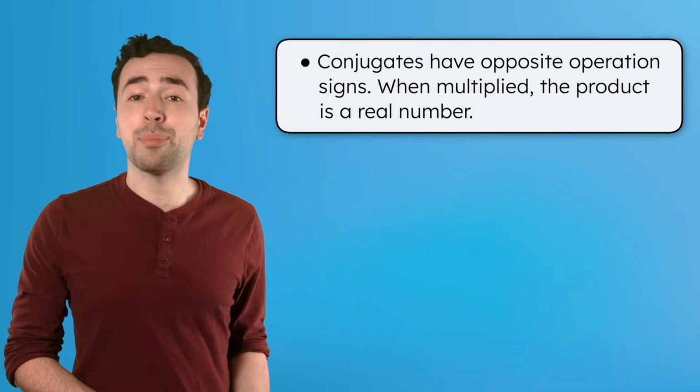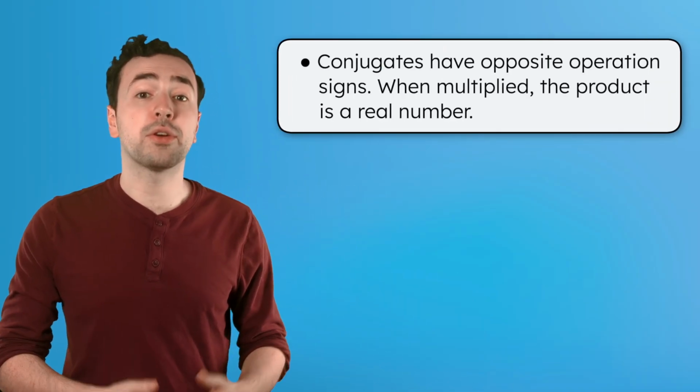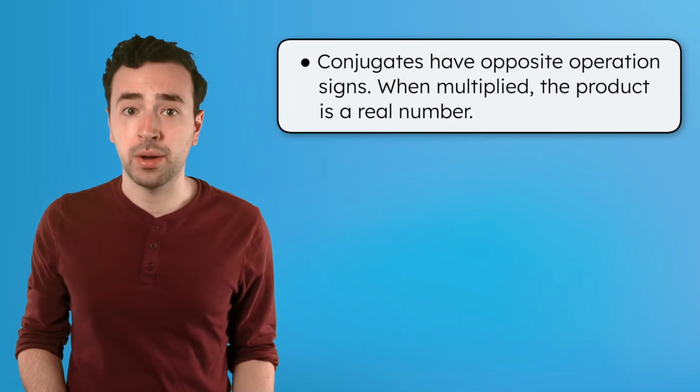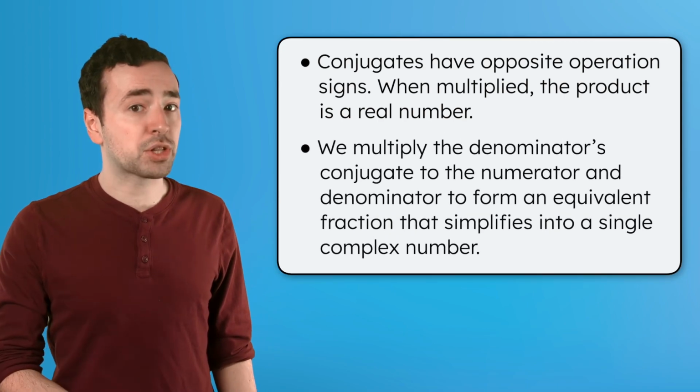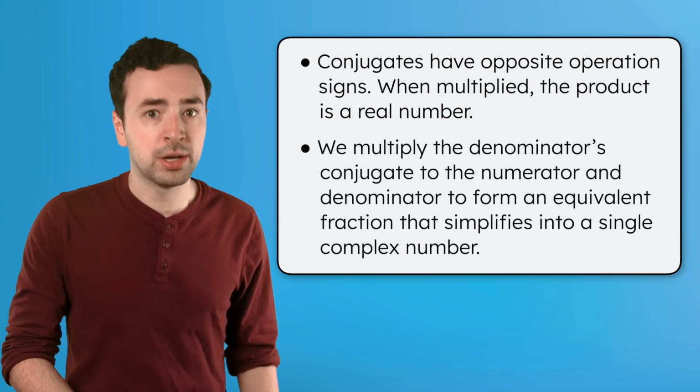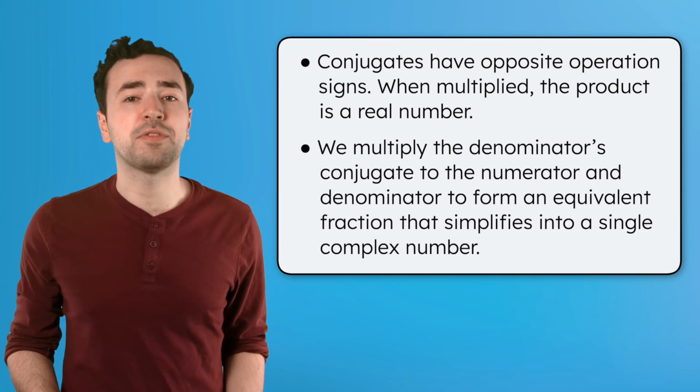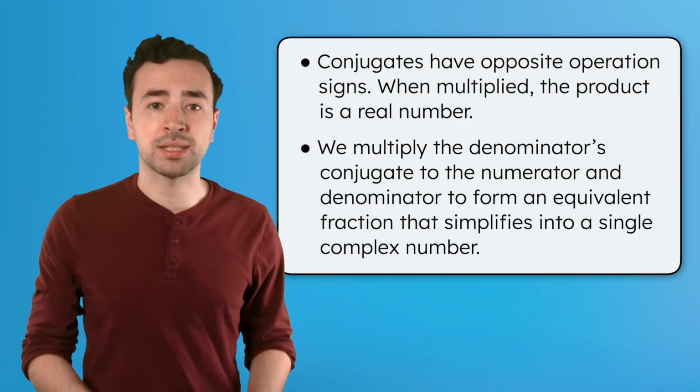Today, you learned how to divide complex numbers. You learned that conjugates have opposite operation signs, and when multiplied together, the product is a real number. We multiply the denominator's conjugate to the numerator and denominator to form an equivalent fraction that simplifies into a single complex number. And with that, you have mastered all operations of complex numbers.